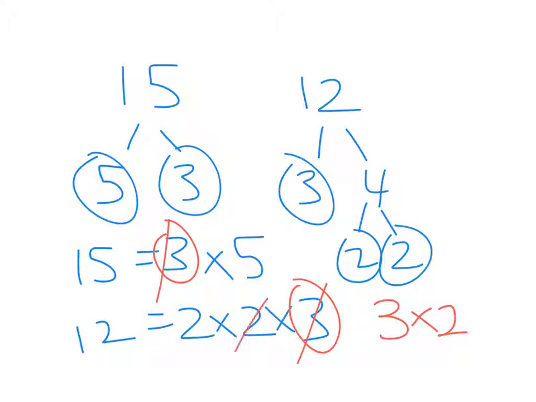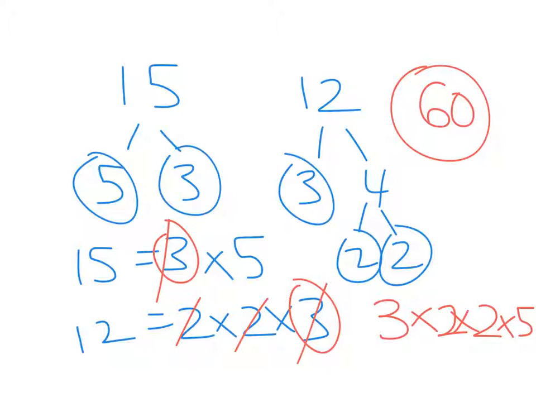Times 2, times 2, times 5. So if I do 3 times 2, that's 6, times 2, that's 12, times 5, that's going to be 60. Oh, 60 again. And that means that 60 is the least common multiple of these two numbers. I'm going to try and do one that's not 60 this time.